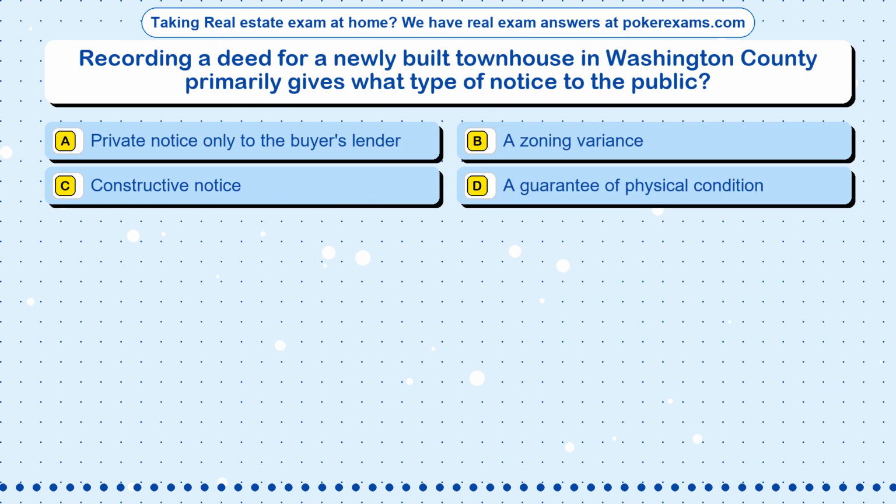Question 51. Recording a deed for a newly built townhouse in Washington County primarily gives what type of notice to the public? Option A. Private notice only to the buyer's lender. Option B. A zoning variance. Option C. Constructive notice. Option D. A guarantee of physical condition.